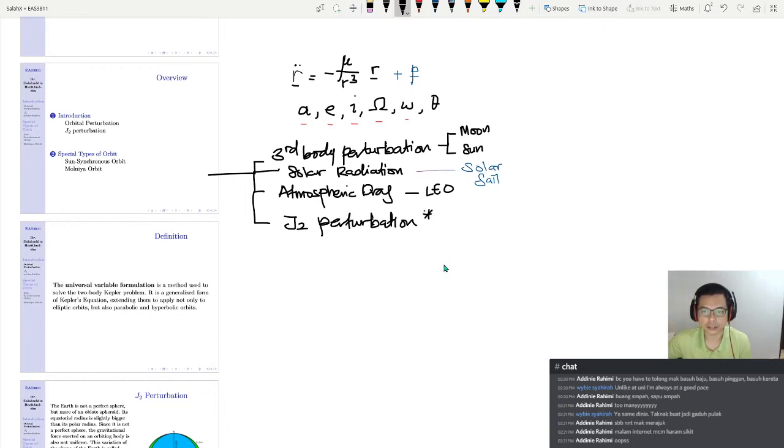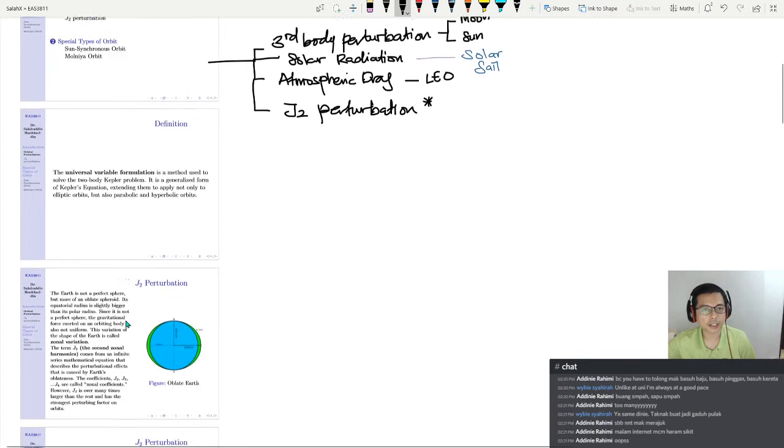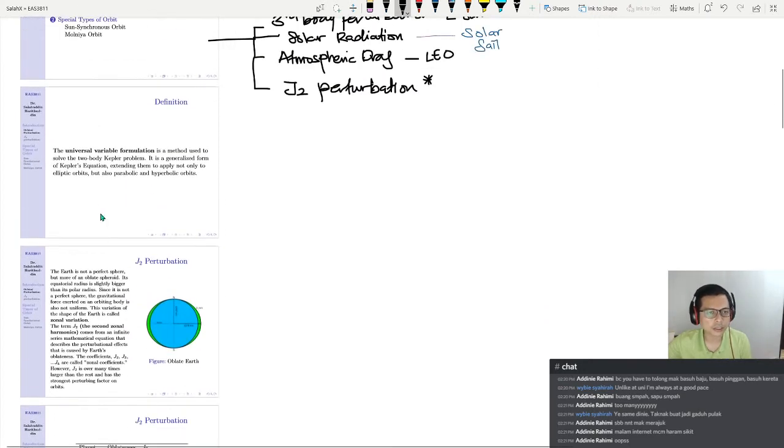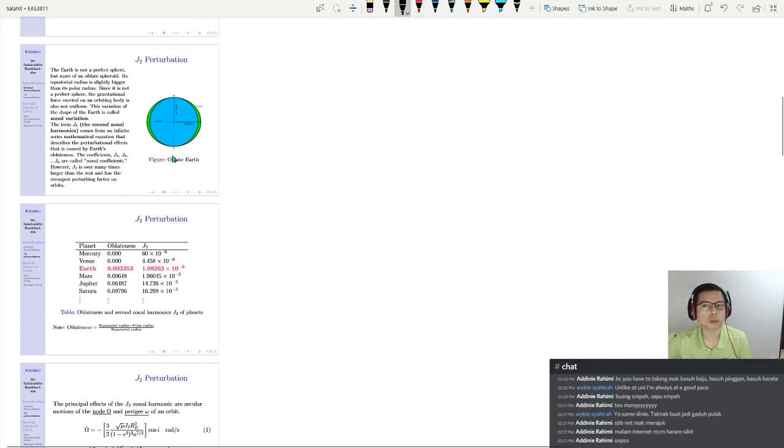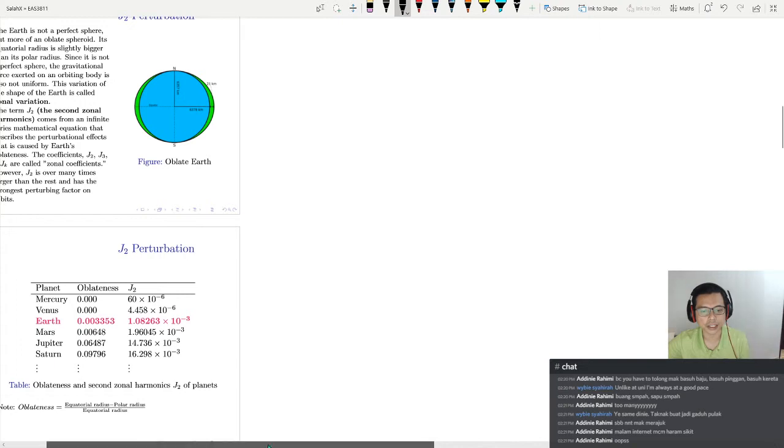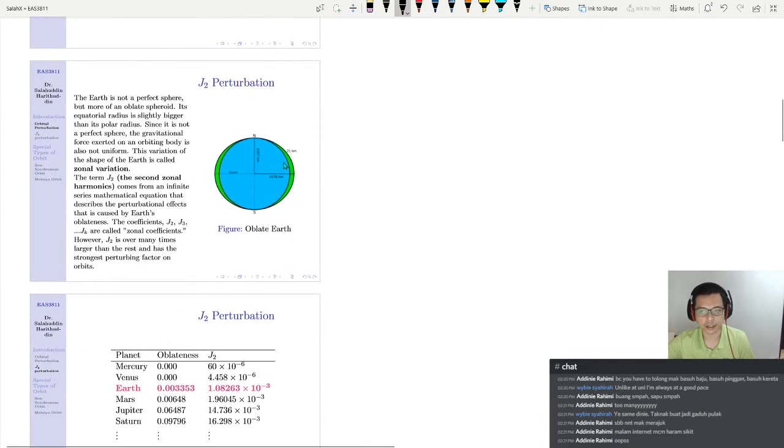This one is the most interesting one, and I would say it affects all of our satellites, really. I've posted some slides from the previous lecture. But what is actually J2 perturbation? J2 perturbation is caused by the oblateness of the Earth, which means that Earth is not really a perfect sphere. It is kind of squashed a bit, so the equatorial radius is more than the polar radius. This squashed sphere, we call an oblate spheroid.